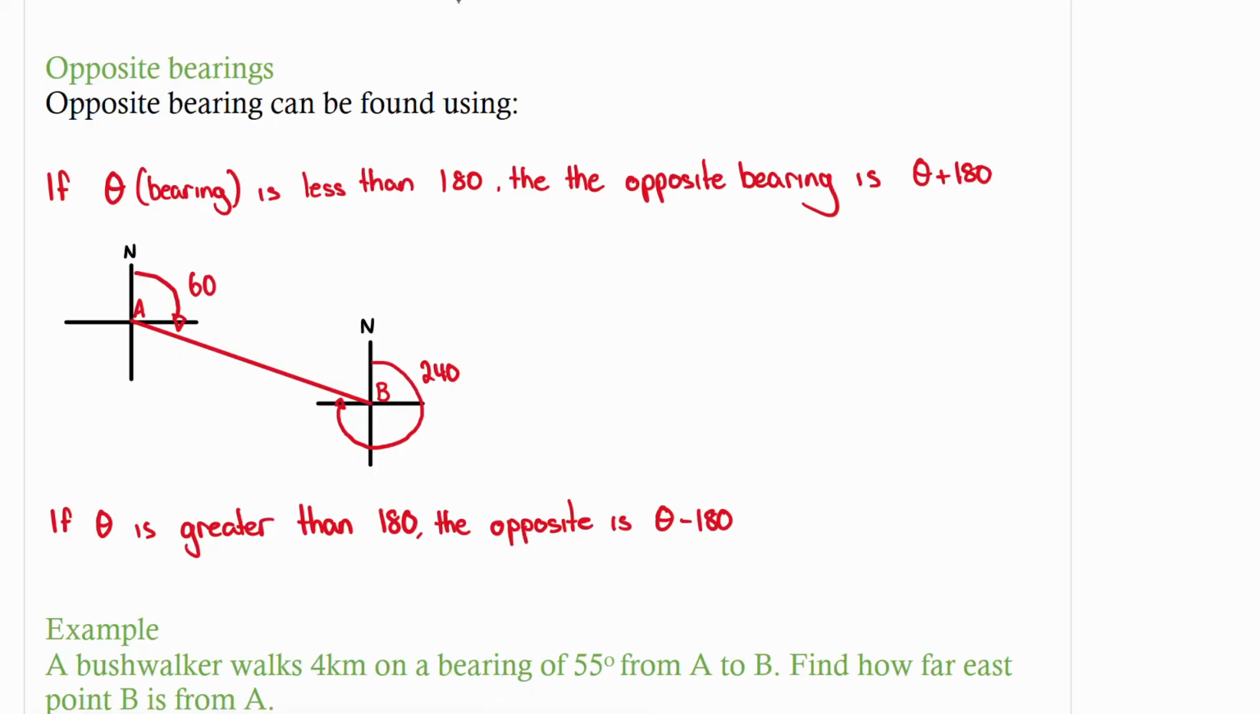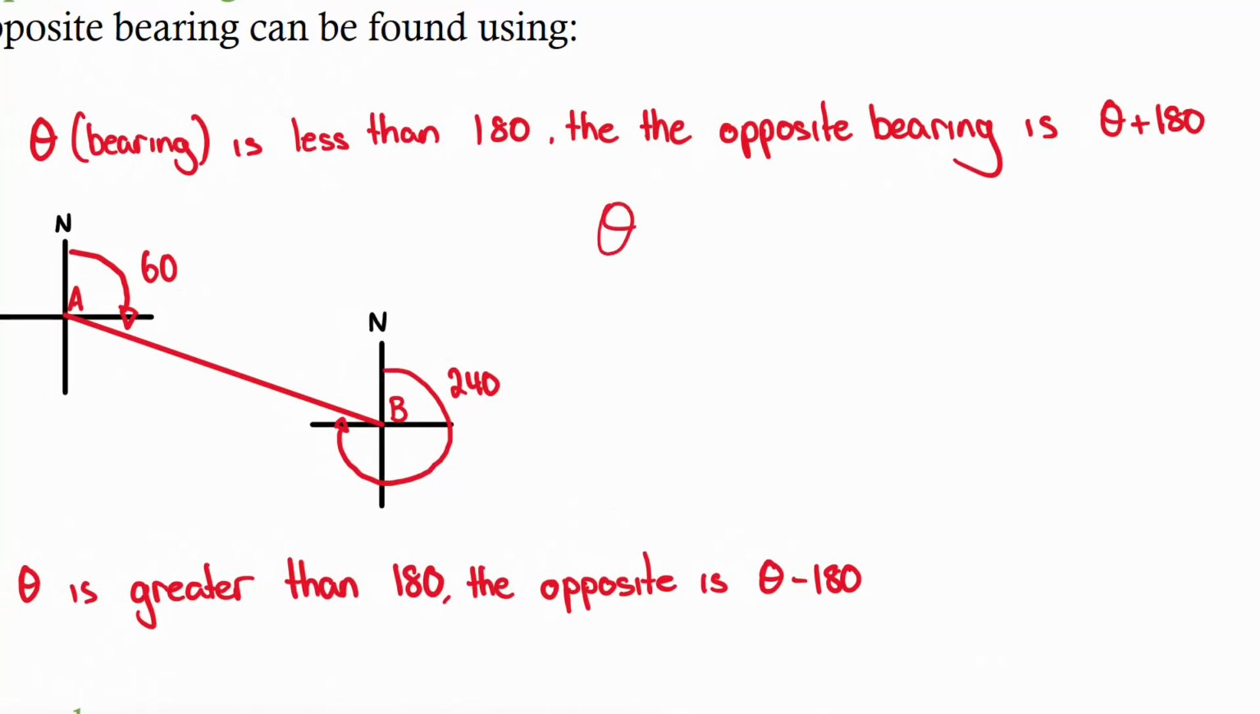So how this works is if you have some sort of bearing, theta. In our case, it was 60. Let me zoom in a bit. Our theta was 60. Now the opposite bearing, the bearing of A from B, is theta plus 180. So it's going to be 60 plus 180, which was 240, which is what's there.